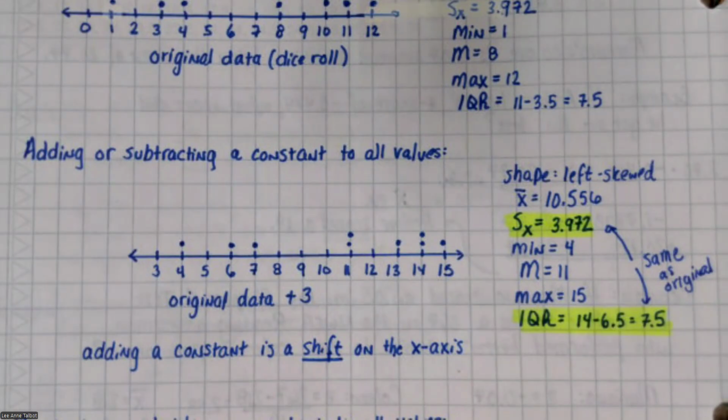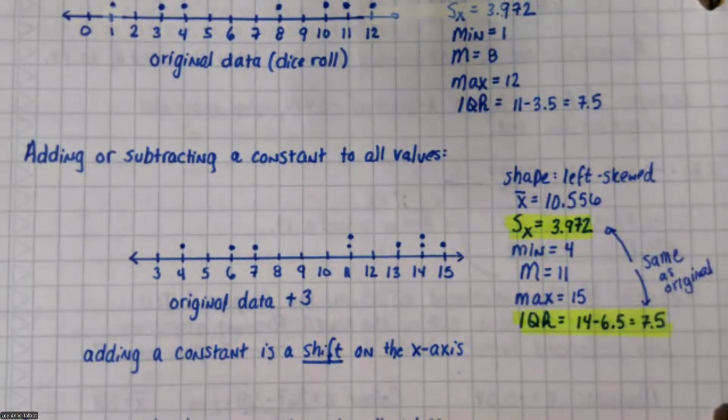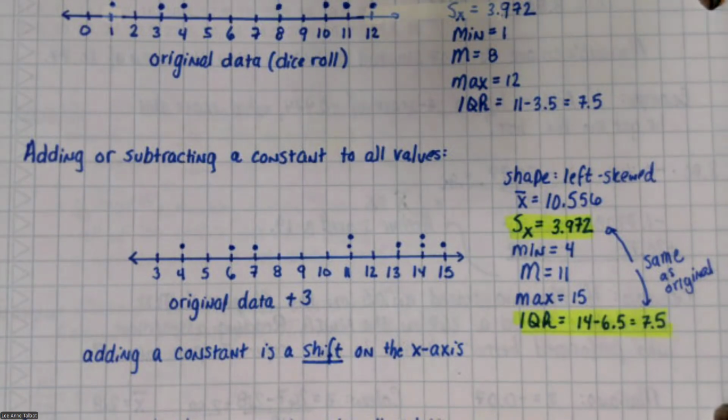Okay, so are you picking up what I'm laying down? The shape did not change. The center did change. The spread did not change. But Mrs. Talbot, you didn't talk about outliers. Well, because of the way the 1.5 times IQR rule works, whatever outliers there were before will still be the same outliers. It's just that their numbers will be shifted up 3. So the position of the outliers doesn't change either. Okay, anyone have any questions about adding or subtracting? And do you guys understand that if I subtracted a number, it would just shift down?